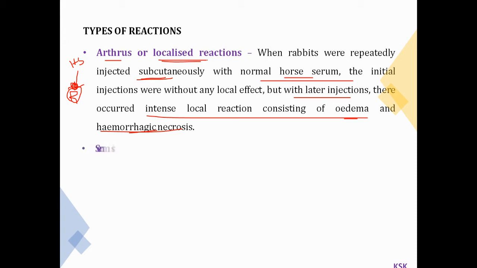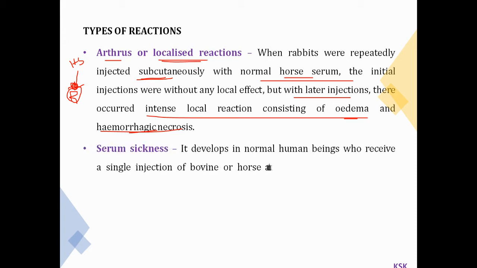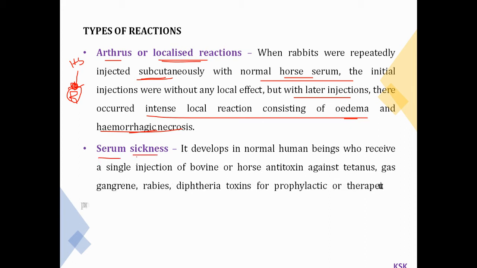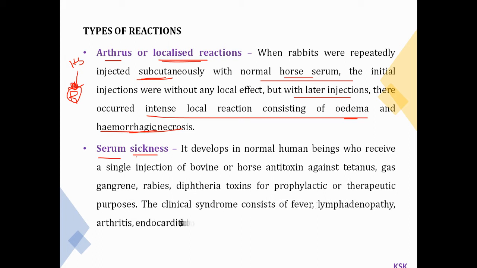Coming to the second type of reaction, that is known as serum sickness. Serum sickness is also a well-known one. Sickness occurs, mostly with fever. We know that if children are taken for vaccination, vaccines like the DPT vaccine or certain other vaccines, when given, cause fever. You can see it develops as serum sickness.